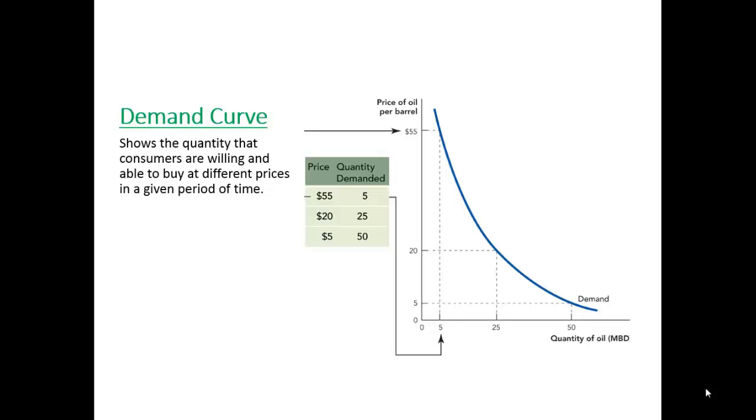It also shows us that at a given price, for instance at $55, the amount of oil that these consumers are willing and able to buy is 5 million barrels per day. If the price falls down to $20, the quantity of oil demanded increases to 25 million barrels per day, and finally if the price falls down to $5, the quantity of oil demanded increases to 50 million barrels per day.